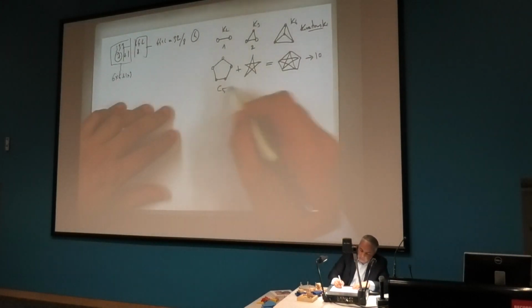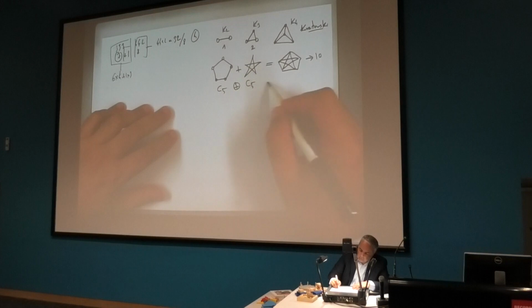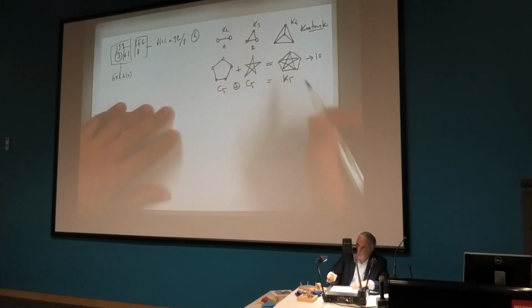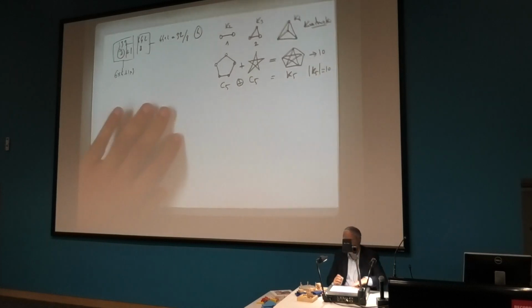Mathematically, C5 plus C5 equals K5. So the order is 10. Is it okay?